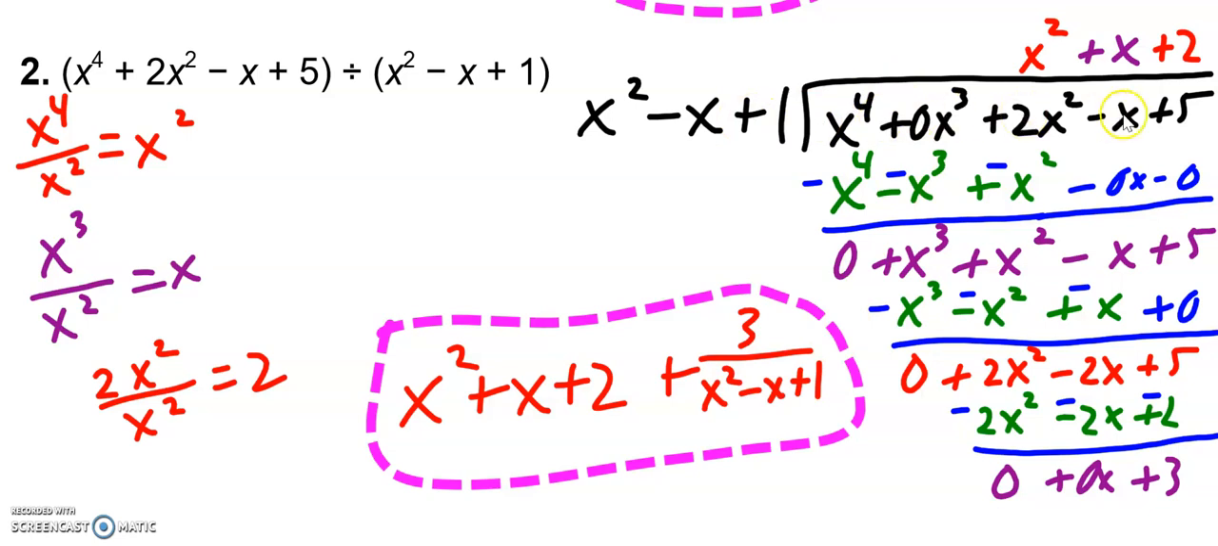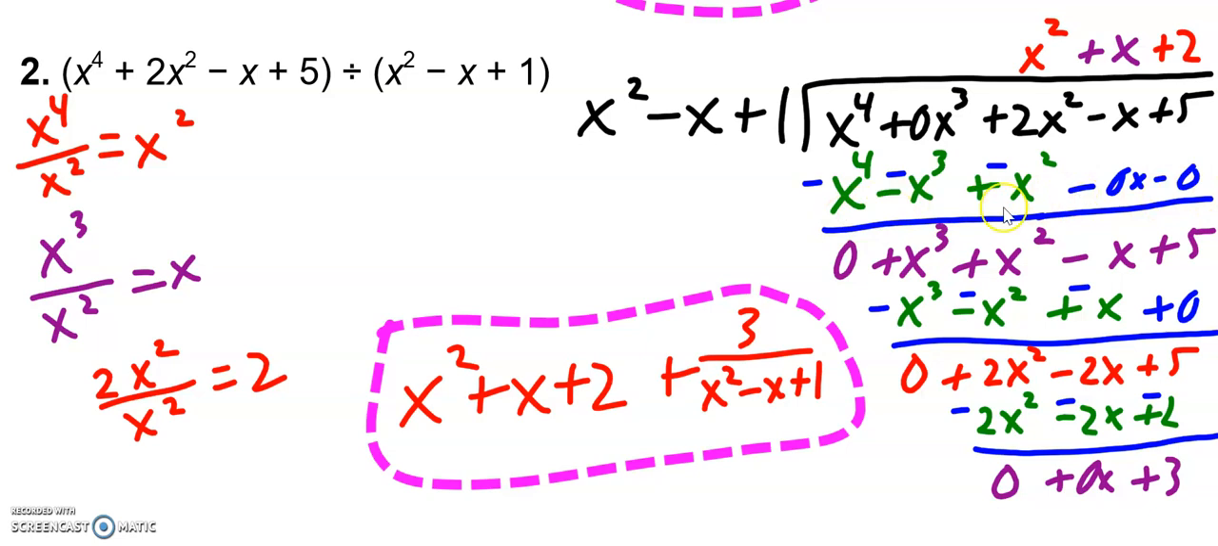Okay, so remember we had the setup here in black. So the first thing I did was I took the x to the fourth right here, and I divided it by the x squared. So x to the fourth over x squared is coincidentally x squared, so I wrote that up here. Now I multiply. X squared times x squared is x to the fourth in green. X squared times negative x is negative x to the third in green. And x squared times 1 is x squared.